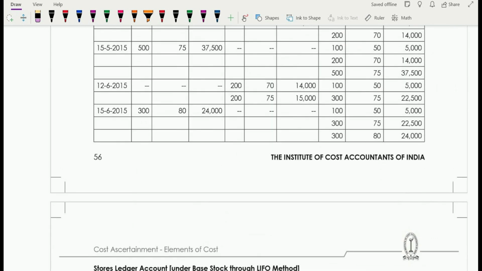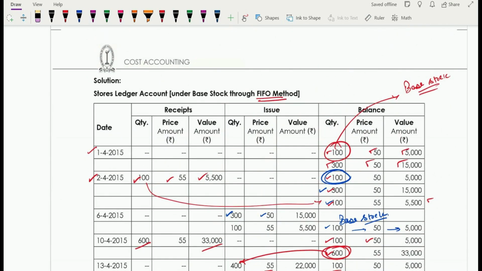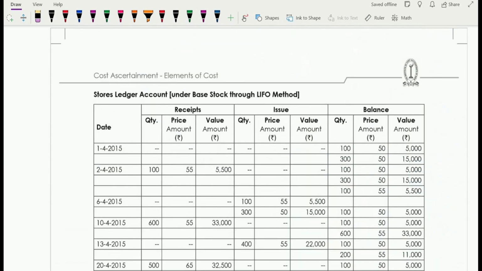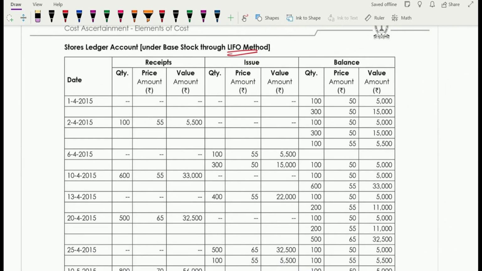See, by the end, the base stock is there with you. And for the rest, whatever you are purchasing, you will issue from the remaining purchases by FIFO method, and applying the same rules, you have to do it by LIFO method, that is, last in, first out. So we will not touch the base stock. That is the only rule that you have to remember. Rest everything is the same and easy.